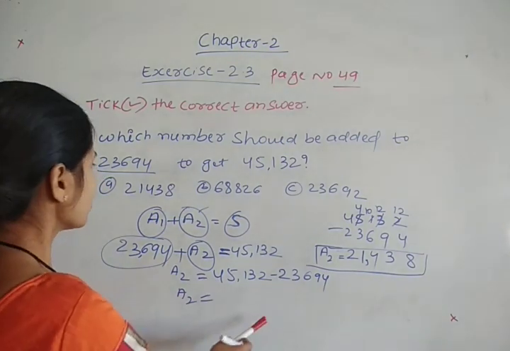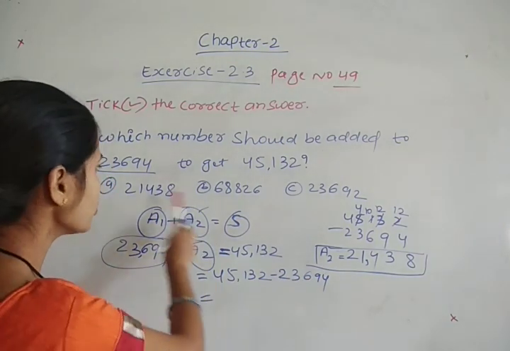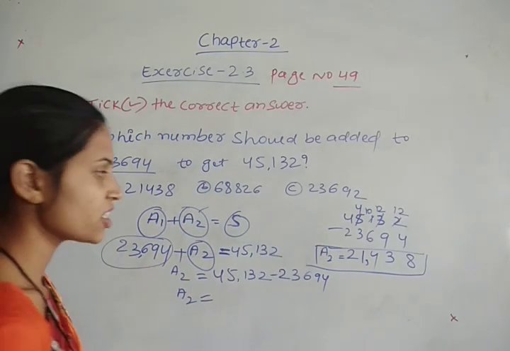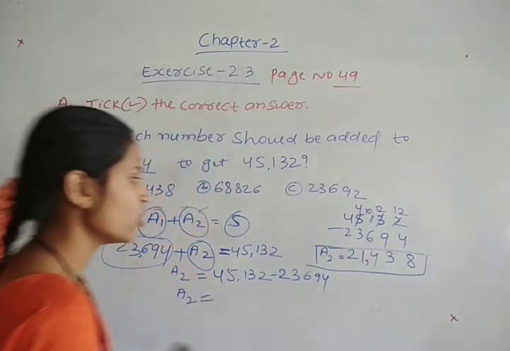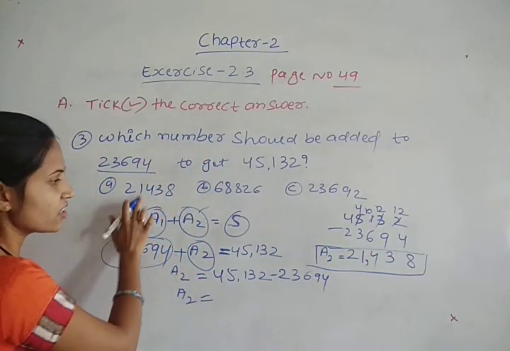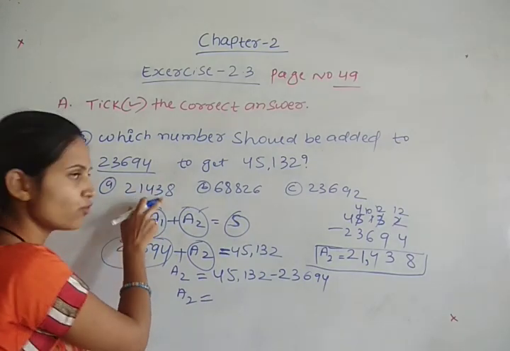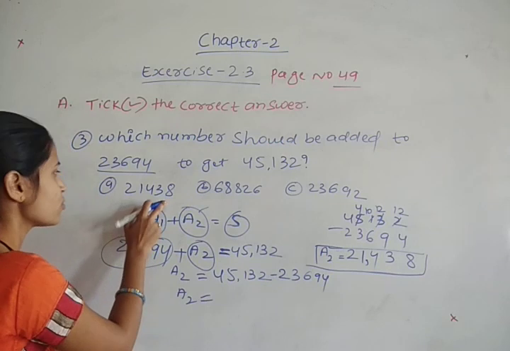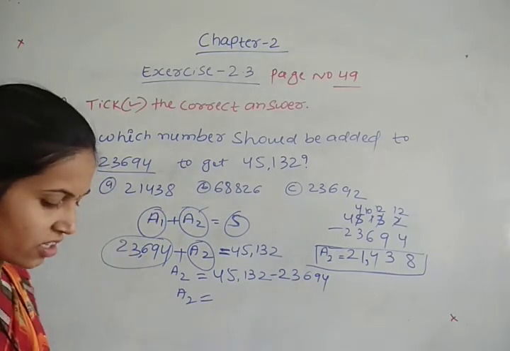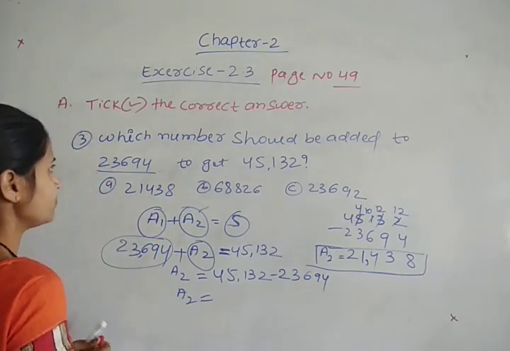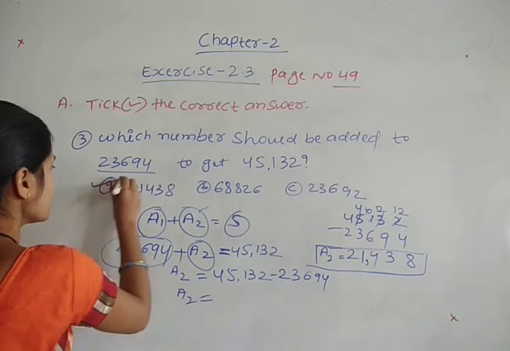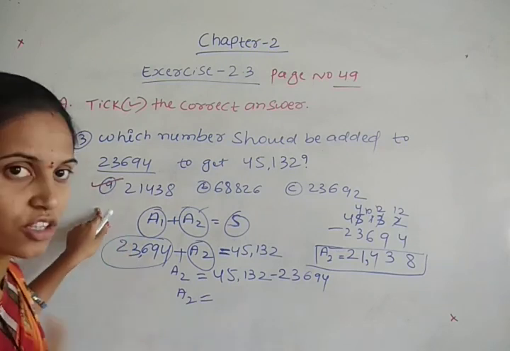Second added. Now check whether among these 3 options any one option is having this much value or not. Easily you can see the first option is having the same value, that is 21,438. So we can tick this as the correct one. Tick like this. The answer is option A.